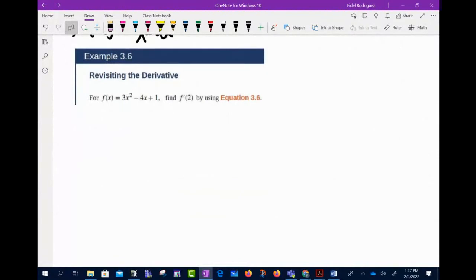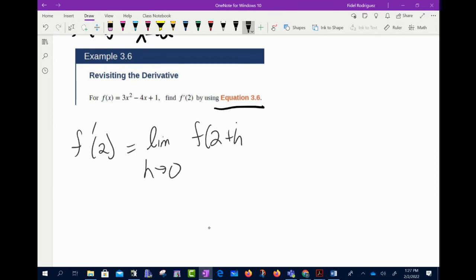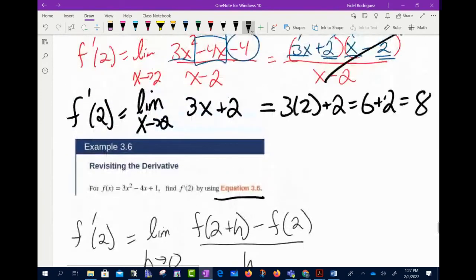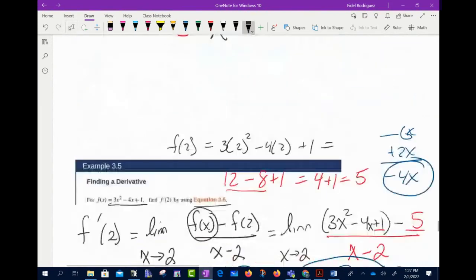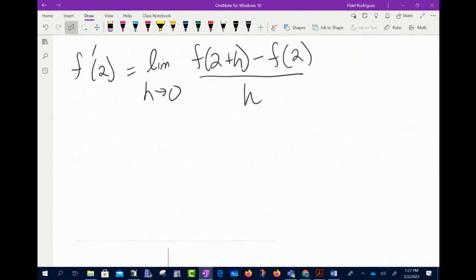Same exact problem. The only thing we're going to do, we're going to use the other form. Okay? So look, we're going to use equation 3.6. So I'm going to write the equation for y'all, okay? So look, f prime at 2 is going to be equal to the limit as h approaches 0 of f of 2 plus h minus f of 2 all over h. Okay? Because that's this formula here. Okay? So I'm just plugging it in for what we got.